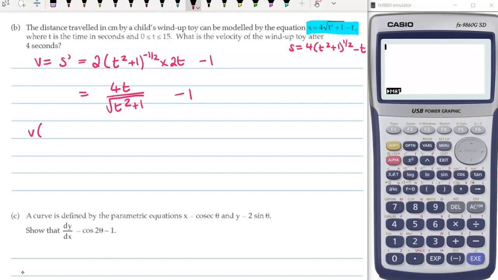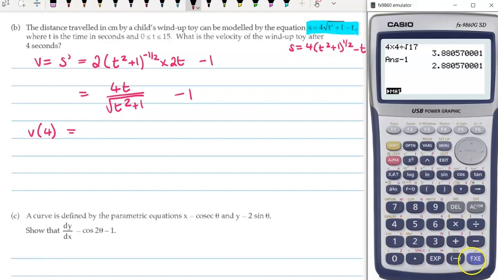So when the time is 4 seconds, the velocity at 4 seconds will be to do 4 times 4 divided by the square root of, we're going to have 4 squared, which is 16 plus 1. So the square root of 17, and then -1. And we are measuring our distance in centimeters, and our time is in seconds, so it's centimeters per second.